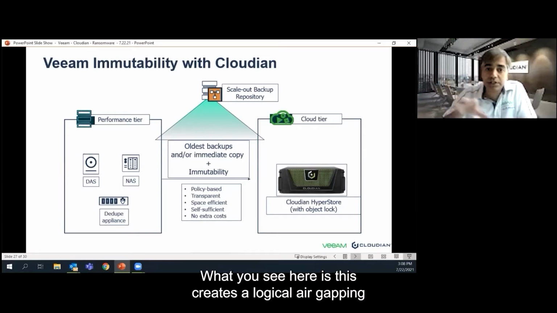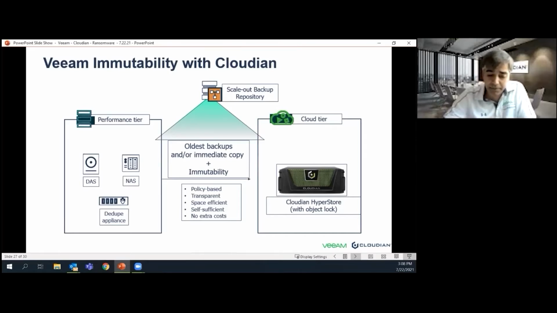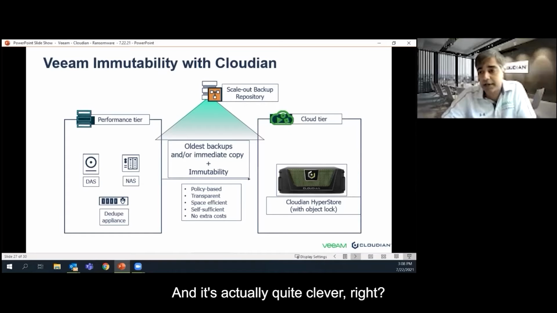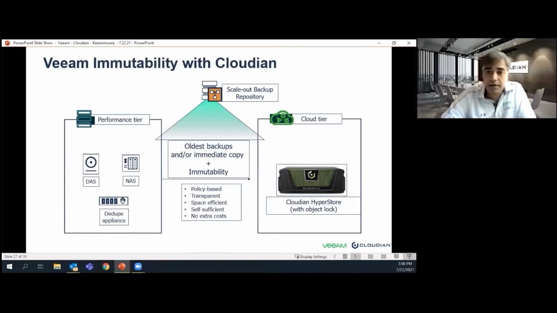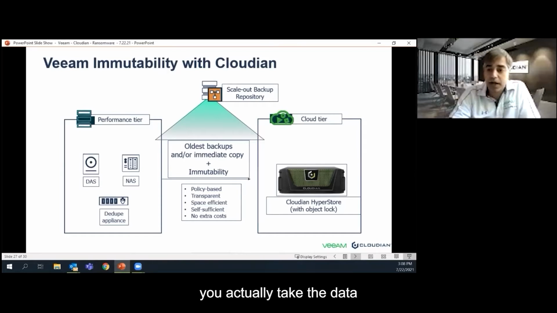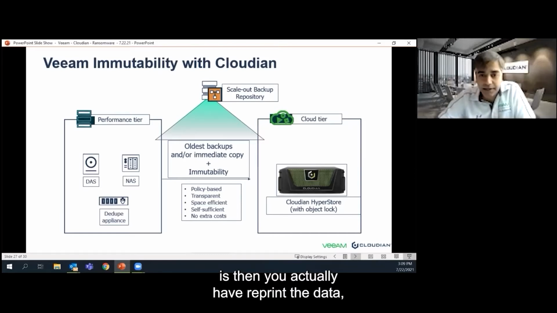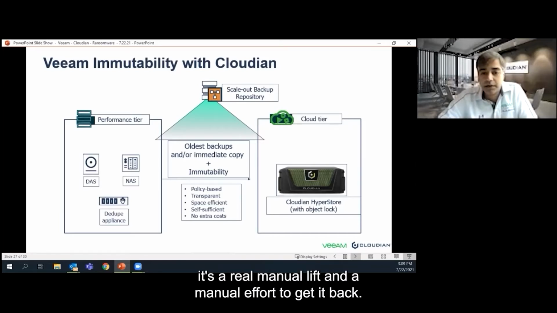What you see here is this creates a logical air gapping of all your data backups when they're done with Veeam, and it's actually quite clever. In the traditional sense, air gapping would mean you actually take the data and keep it offline in some vault. And the problem with those kind of things is when you actually have to retrieve the data, it's a real manual lift and a manual effort to get it back.